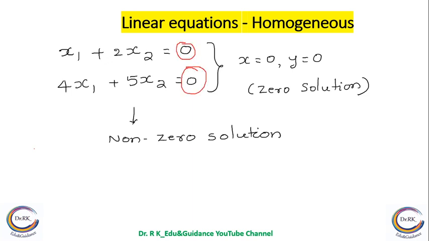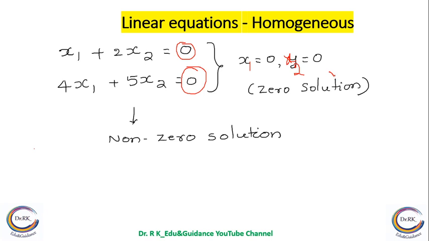No constant. Now, if I ask a question like this, what are the values of x1 and x2 which satisfy both equations? We immediately understand that if we put x1 equal to 0 and x2 equal to 0, both are satisfied. That means for a homogeneous system of equations, there always exists a solution, which we need not find actually, by default.